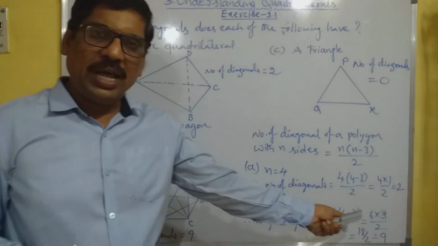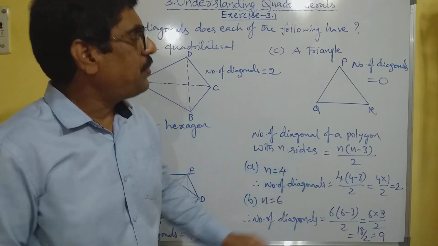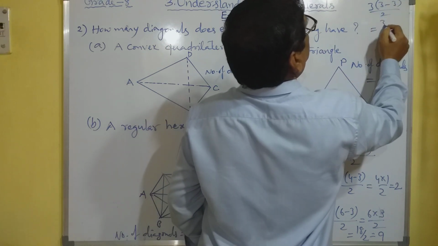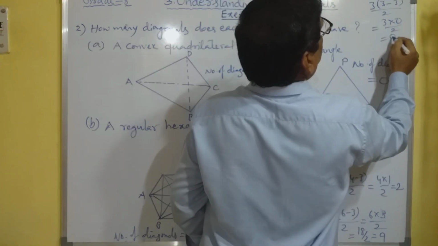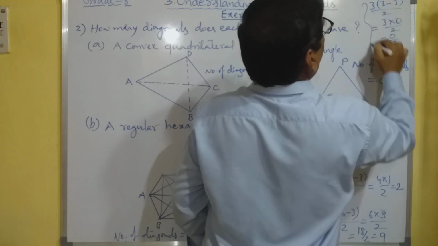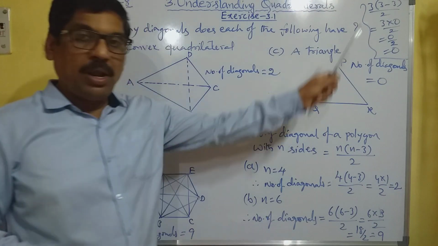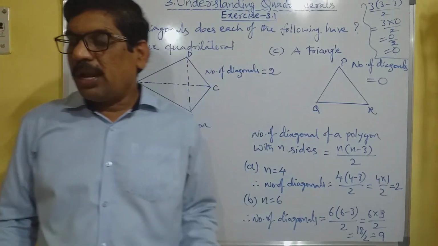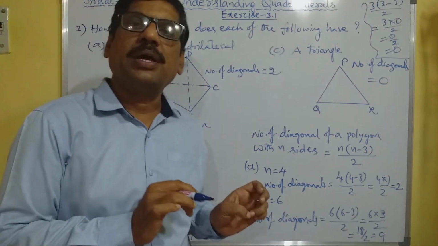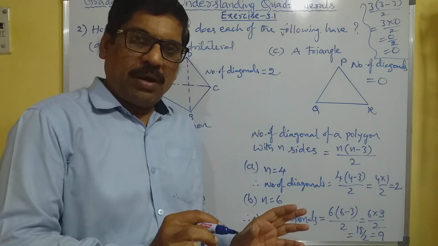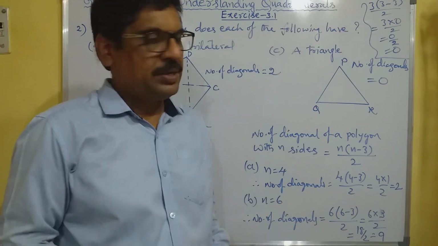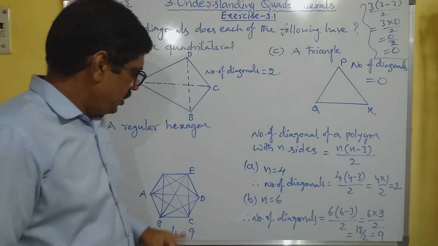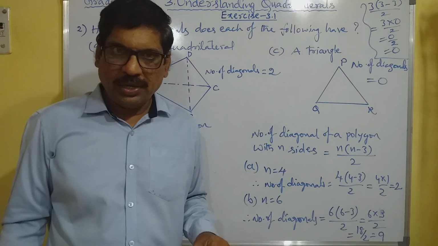If you want, you can check like this. In the place of n, if you write 3, 3 into 3 minus 3 by 2, 3 into 3 minus 3, 0 by 2, 3 into 0, 0 by 2 is 0. See, the formula also we have verified. So if you know the number of sides of a given polygon, we can find the number of diagonals present in it by using this formula, and we can check that by actual drawing also. Okay, thank you.